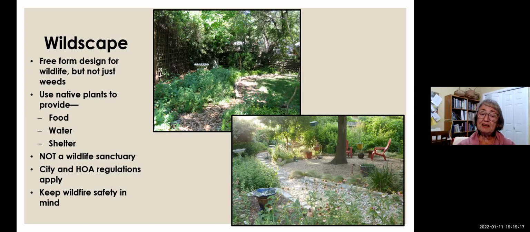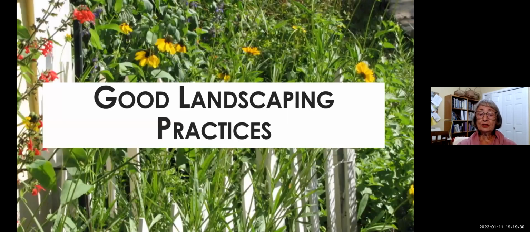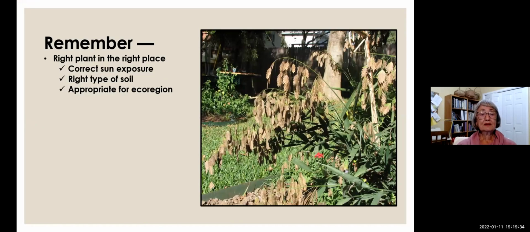So these are three very basic styles, going to the edge of each one. You can do any of these you want with your natives. So just keep that in the back of your mind. All right, the good landscaping practices. Right plant in the right place. That means its sun exposure is correct. You have it in the type of soil that it likes, and it is appropriate for your ecoregion.